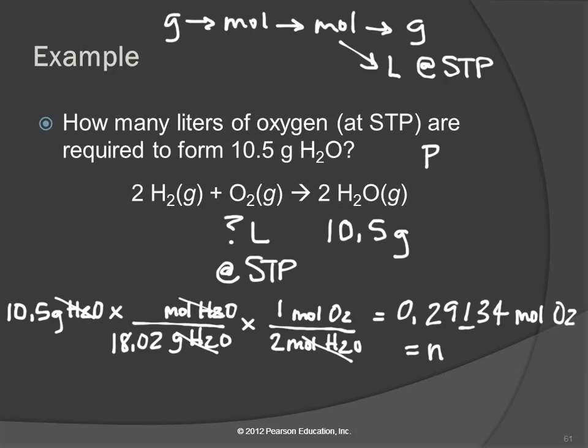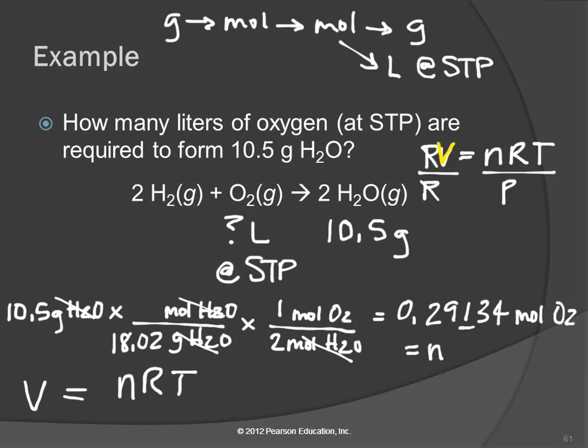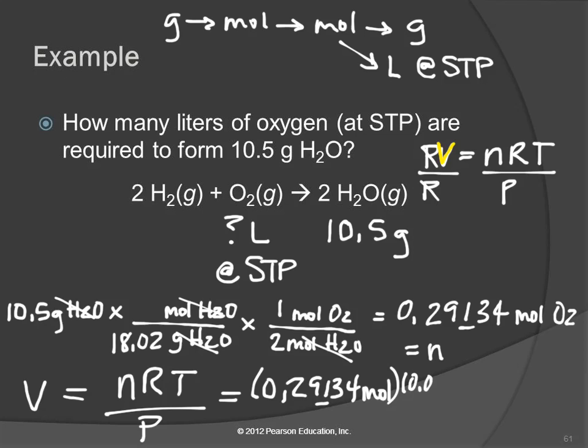So we had PV equals nRT. And what are we trying to find? Volume. Trying to find volume. So we need to rearrange this and get volume by itself. We'll divide by P on both sides. So the volume will equal nRT over P. We just calculated n, 0.29134 moles. We've got R.